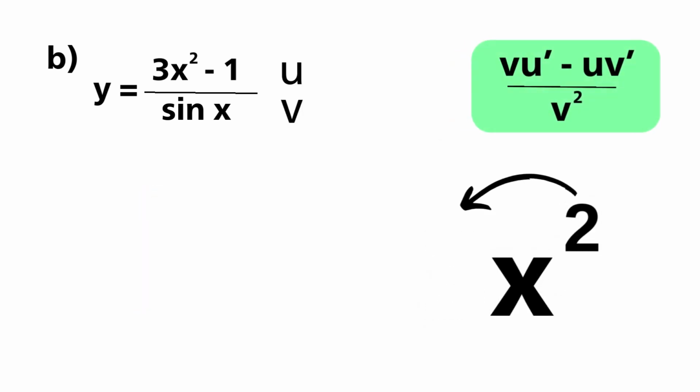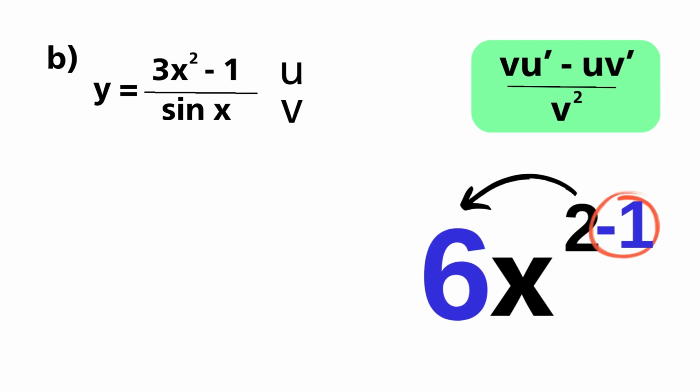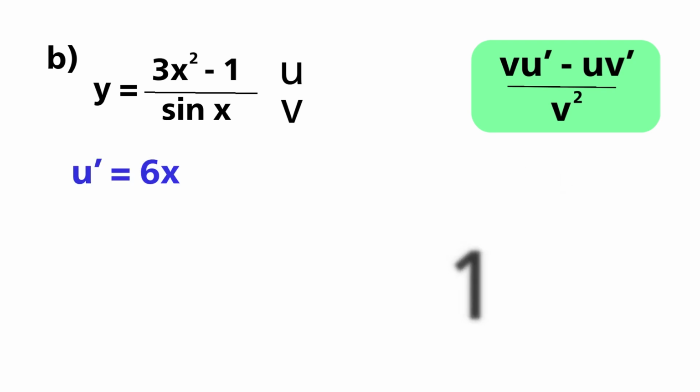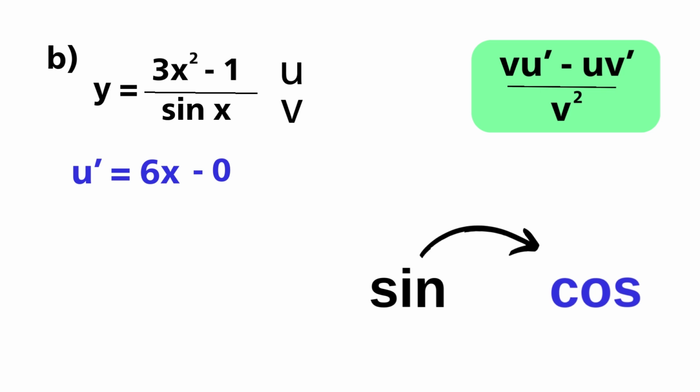For this question, we will use the quotient rule. u prime will be 6x and v prime will be cos x. Then put it into the formula and expand it, and that's the final answer.